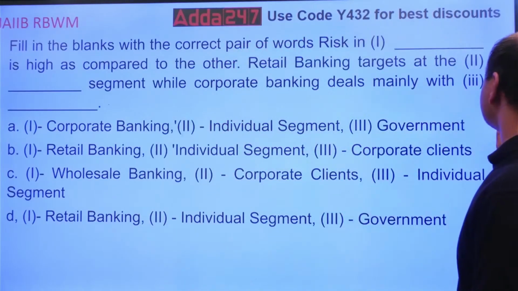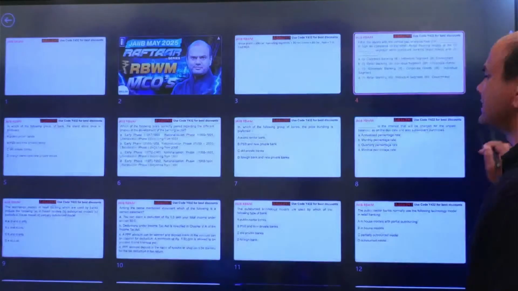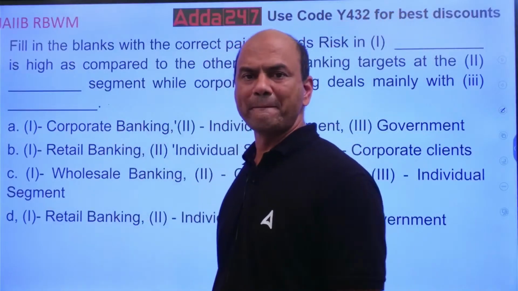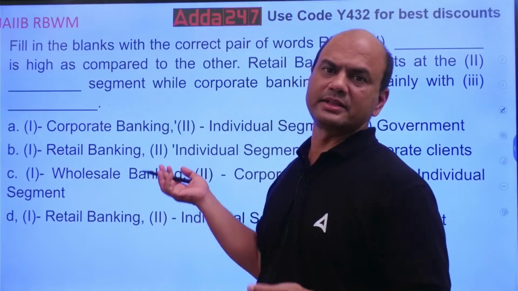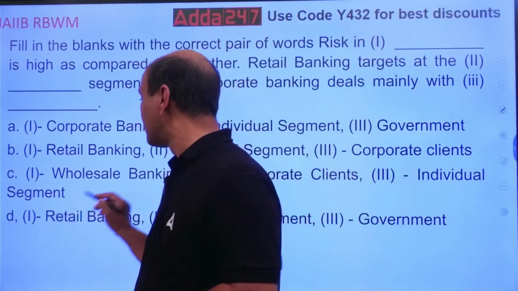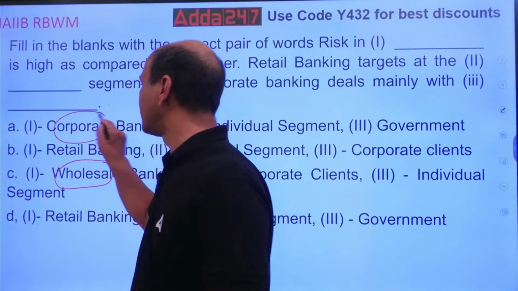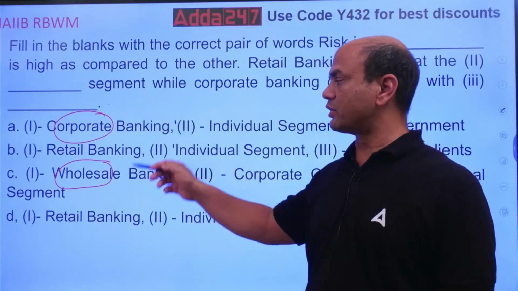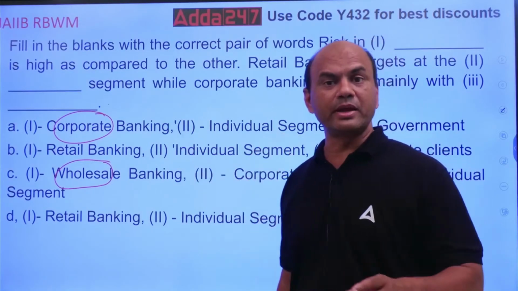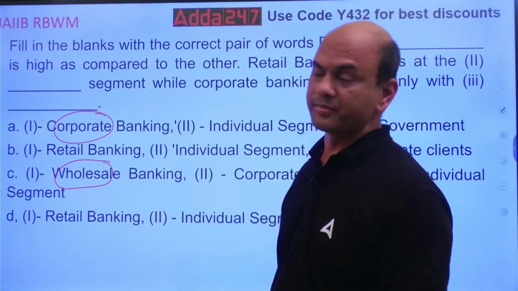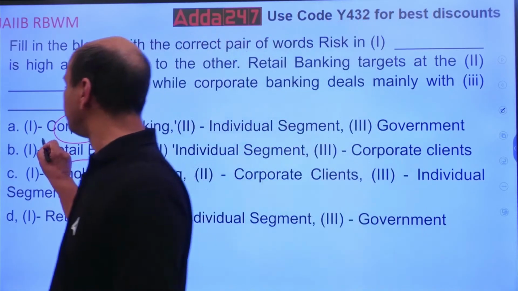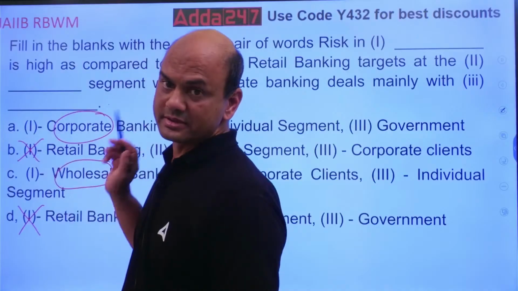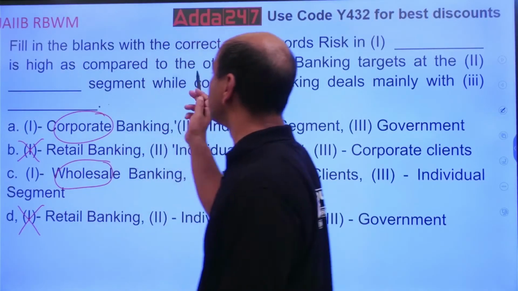So what will be the answer? Many of you might have thought by now. The answer is simple: corporate banking. But kindly remember, wholesale banking and corporate banking are the same. Corporate banking is sometimes called wholesale banking. So that's why B gets cancelled, D gets cancelled. Now A and C can be the answer, corporate and wholesale. Now check the second one.